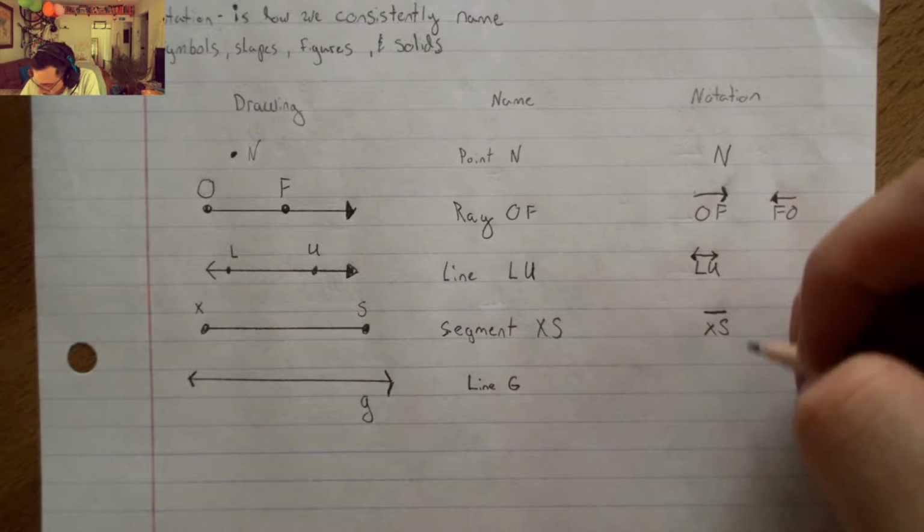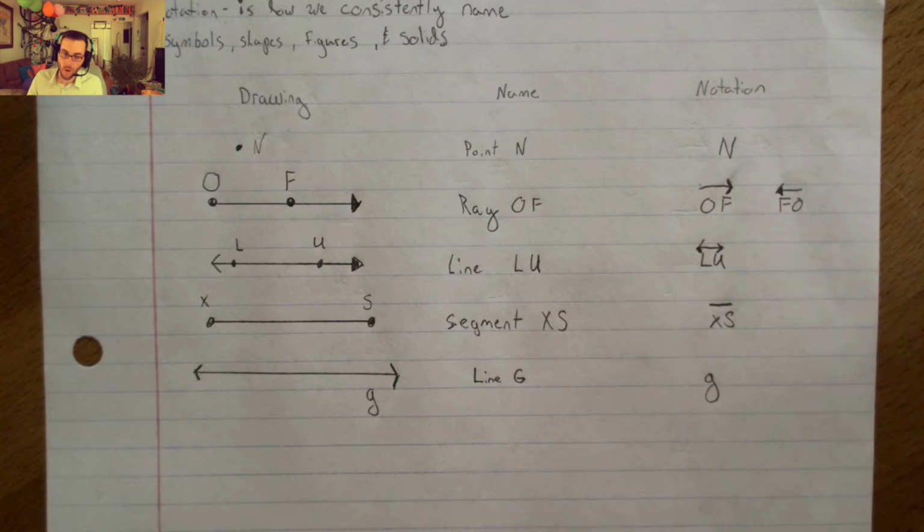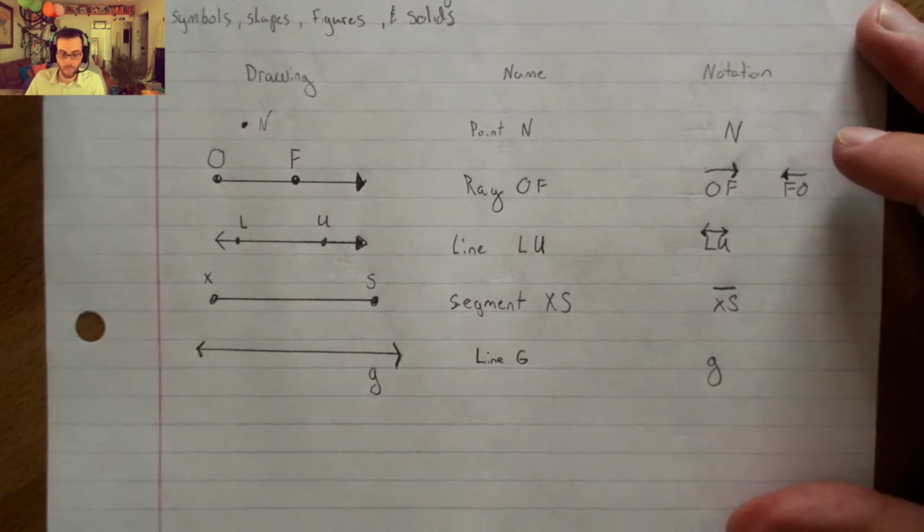But you'll notice, in terms of our notation, you'll just see a lowercase letter. And as we go through here, so far pretty much everything's been uppercase. That lowercase letter is going to be indicative to tell us that we're looking at a line.